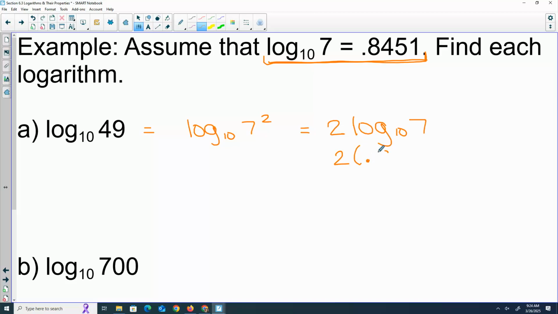And then it'd be 2 times 0.8451. What does that give us? Yep, I just gave you the decimal it was equal to. So we were trying to manipulate the original equation so that we could use that property.